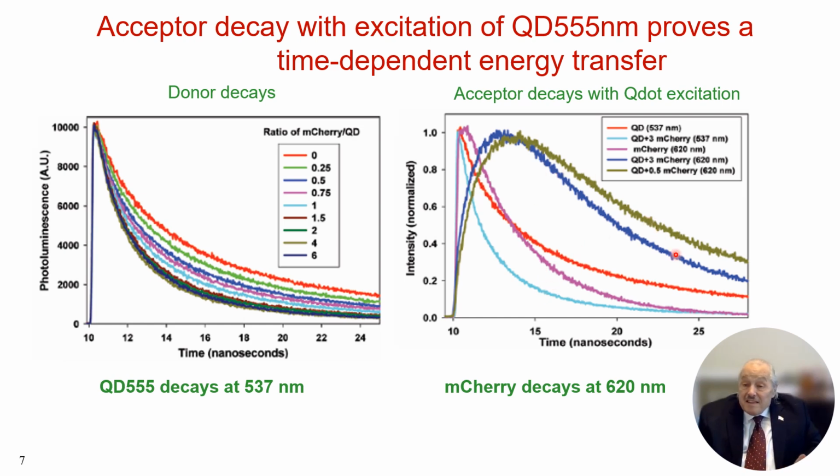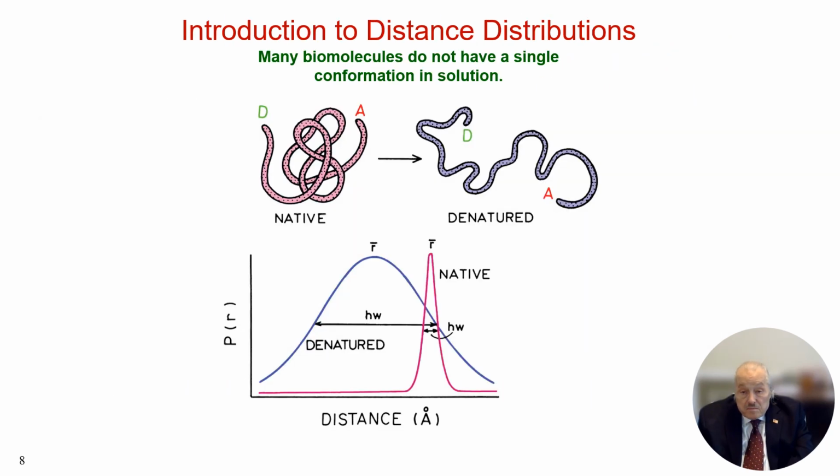If you look at the acceptor decays, they do just what we would want. Since the donor has to excite the acceptor, there's a time delay, and we see a rise time in the intensity before it drops. That's the time from when the quantum dot is decaying and then excites the mCherry. And this is, as we discussed in the previous lecture, an absolute proof of an excited state reaction.